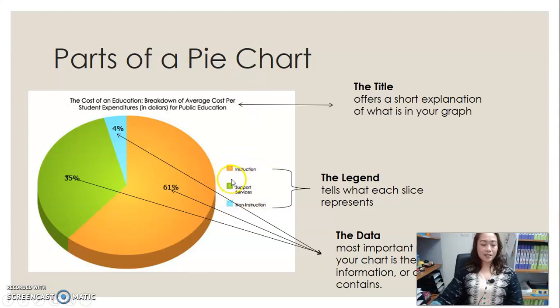So we have three legends here. The light orange is the instruction, the light green is support services, and the light blue is non-instruction. So you will know that this part of your pie chart, the light green, means the support services. The data, the most important part of your chart, is the information it contains. You will see that 61% goes to the instruction, 4% goes for non-instruction, and 35% goes for support services. So those are the three parts of a pie chart: the title, the legend, and the data.